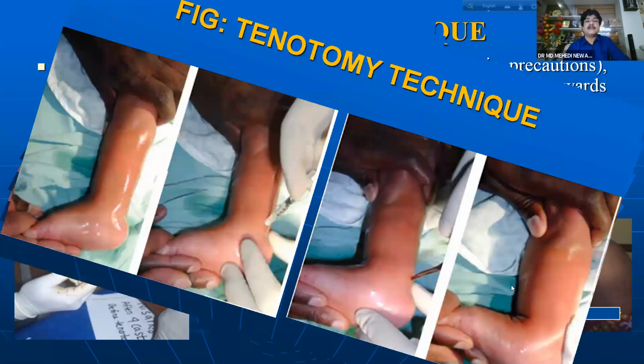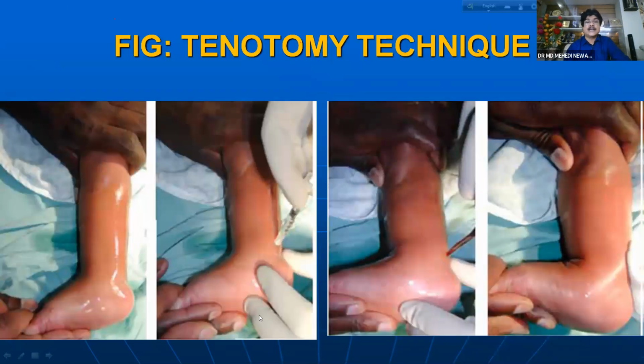Here is another figure of tenotomy. The same figures show giving the local anesthetic agent, and the blade is held in this manner.